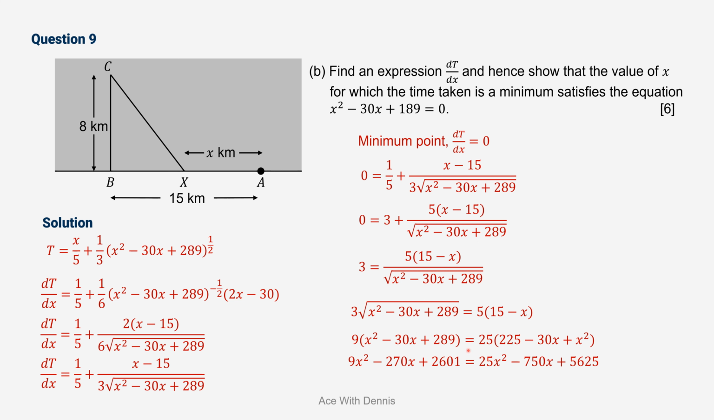Okay, so rearrange this equation so that the coefficient of x squared is positive. Then I have to move everything to the right hand side, and it becomes 0 equals 16x squared minus 480x plus 3024. Alright, so when I look at this, I know that all these numbers are divisible by 16. Then it becomes 0 equals x squared minus 30x plus 189. So this equation is the same as this equation, hence shown.